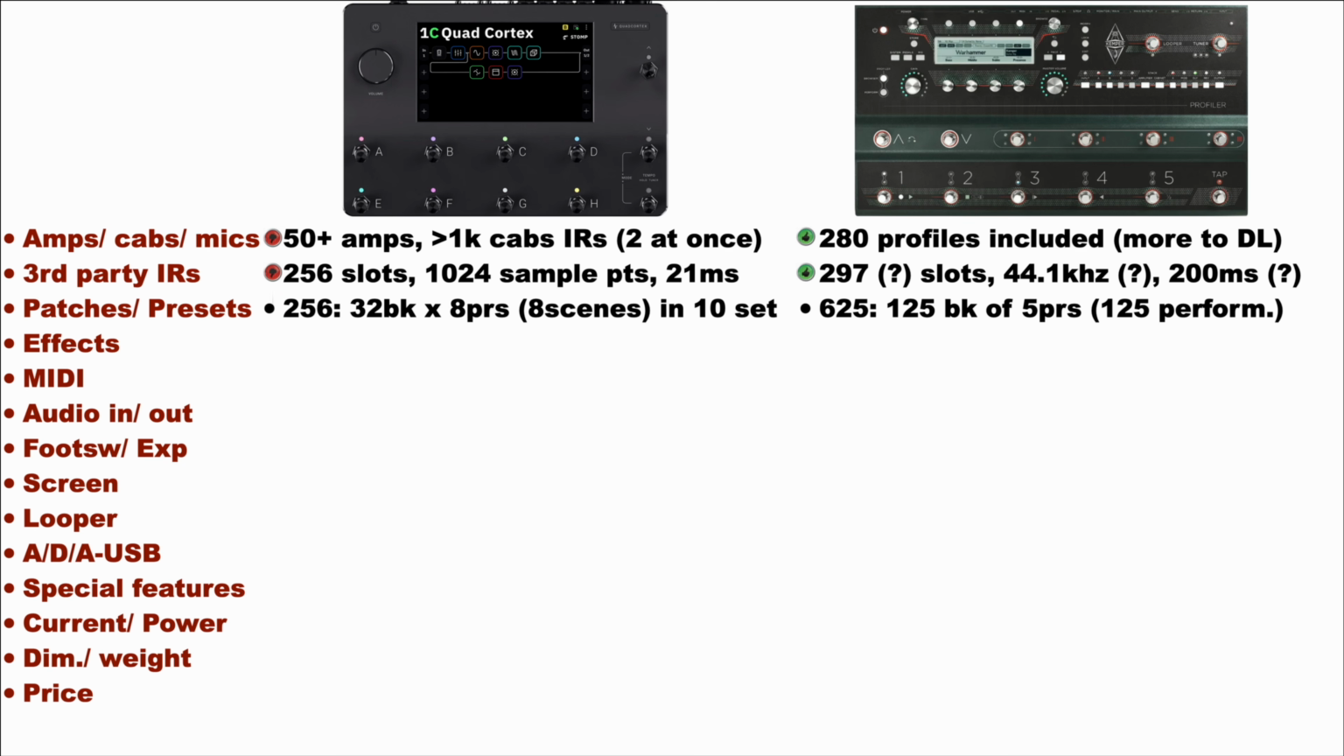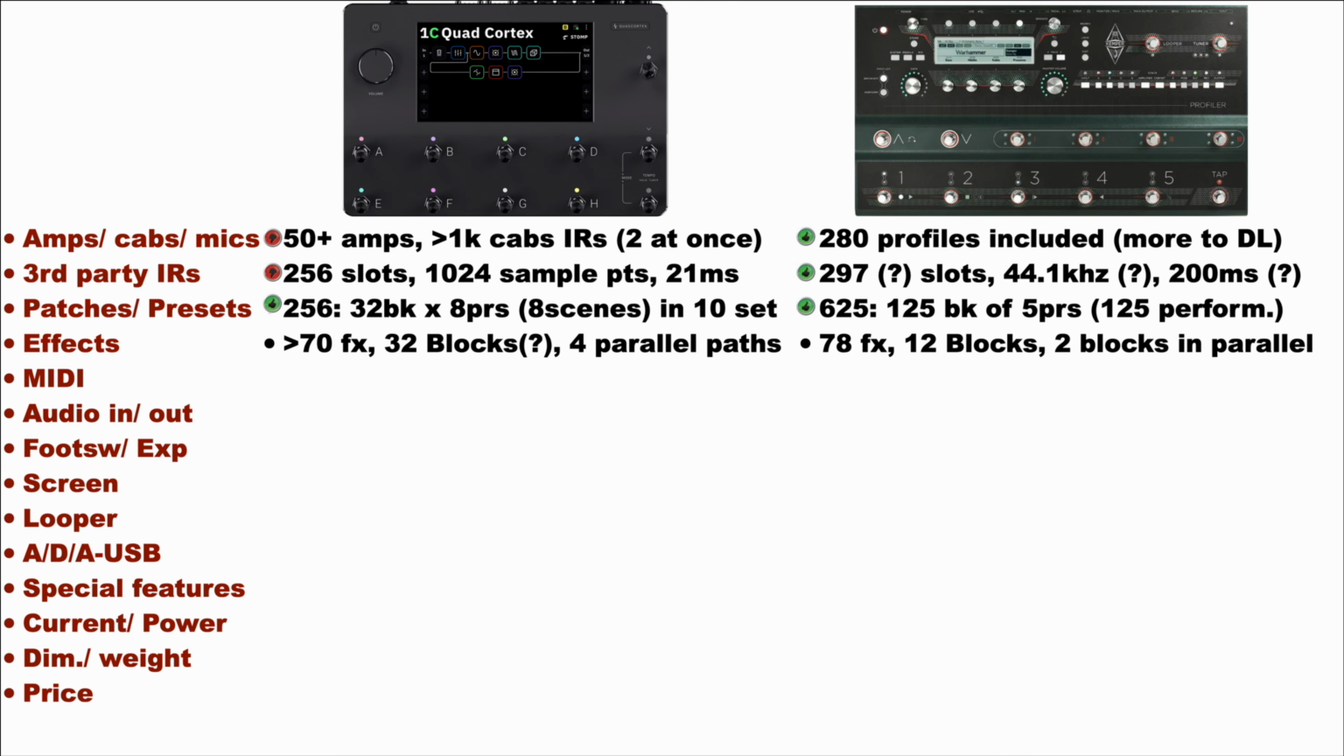As regards effects, the Quad Cortex has more than 70 effects distributed in 32 blocks, not sure here, and you can have 4 parallel sets of effects, while the Kemper offers 78 effects arranged in 12 blocks, with 2 blocks that can be set in parallel. Typically, we put reverbs and delays in parallel, even if you can choose the effect to put in parallel. Here I would give the thumbs up to the Quad Cortex, even if it has fewer effects, as the signal chain path is more flexible with 4 parallel blocks. And for me, this is more important than having more effects in total.